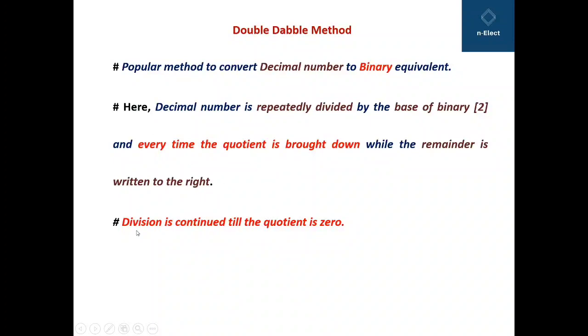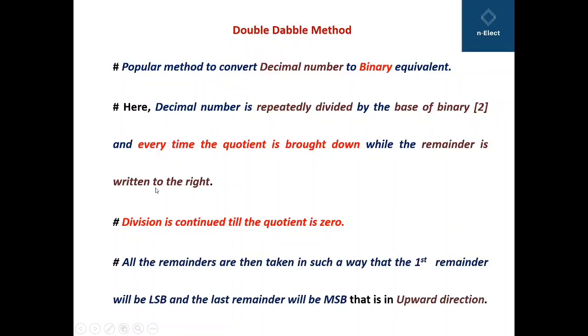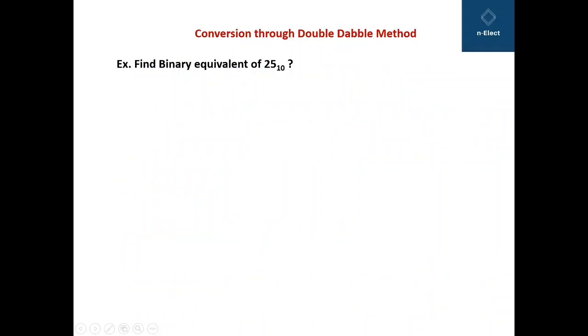These are very important stages so far as the double method is concerned. All the remainders are then taken in such a way that the first remainder will be the LSB and the last remainder will be the MSB, that is, in the upward direction. This will be clearer when we go through the example. So let's have a look at the example.